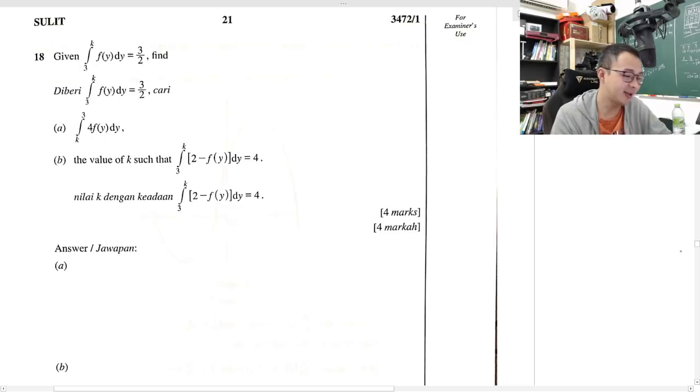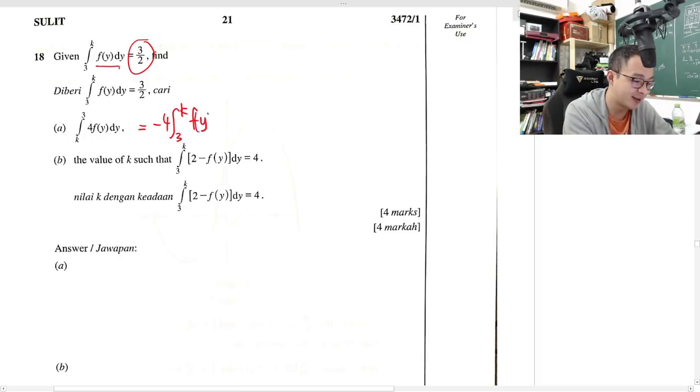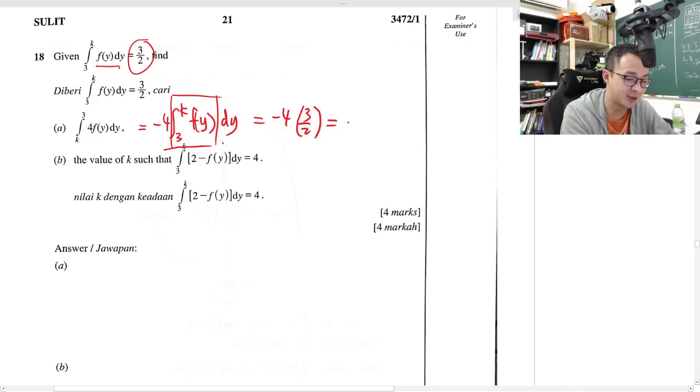Alright, this one I give you information. When you integrate from 3 to k f(y), you will get 3 over 2. Part a is basically similar, but they changed the 3 to k into 3 to k. So I add a negative to change them back to 3 to k. The 4, I will take out, leaving the integral of f(y) dy, and I know the entire thing will give me 3 over 2. So I simplify, and this one should be negative 6.